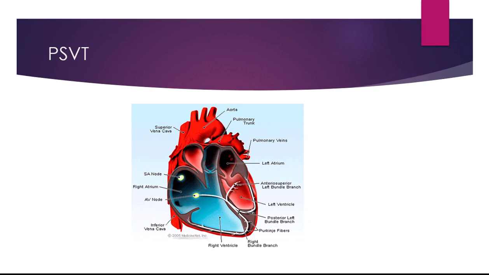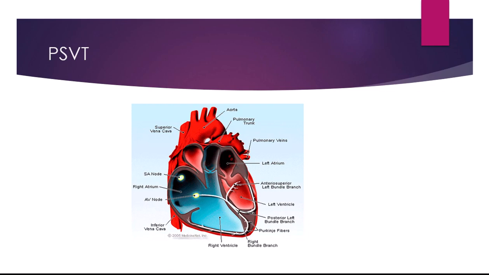Once it comes down, Bachman's bundle and the internodal pathways, it stops where? At the AV node. And the purpose of stopping at the AV node is? Yep. So it gives time for the atria to contract and for the ventricles to receive, and then the reverse happens. So we get top, bottom, top, bottom, top, bottom.